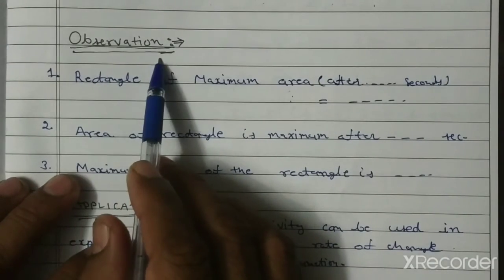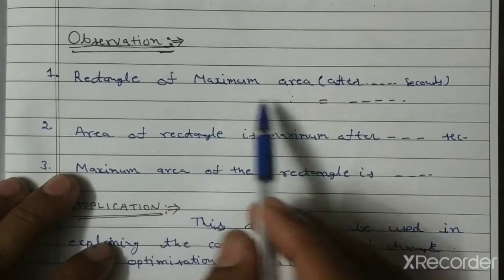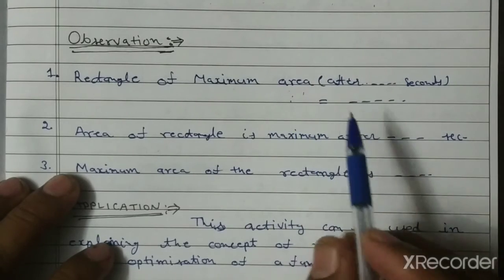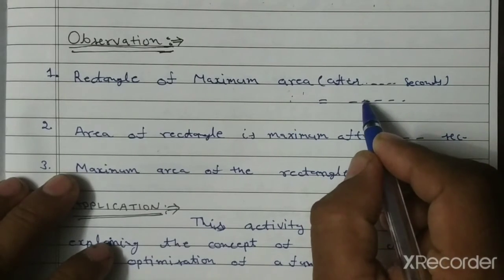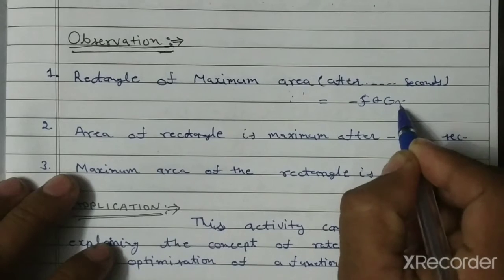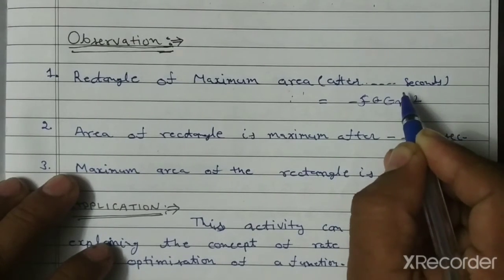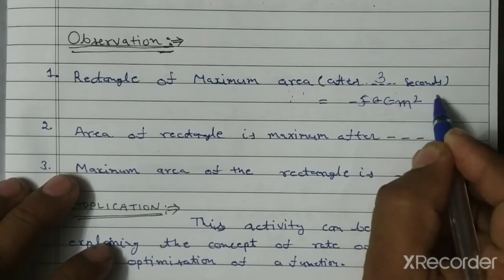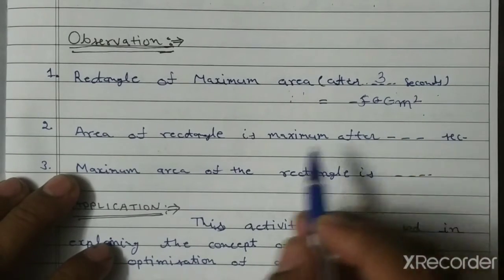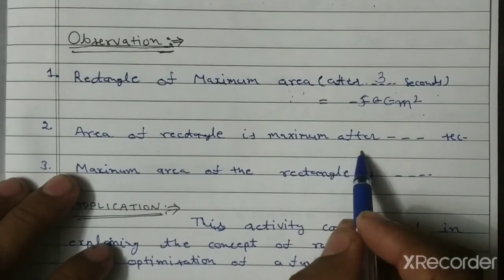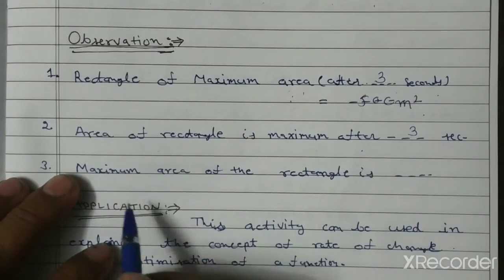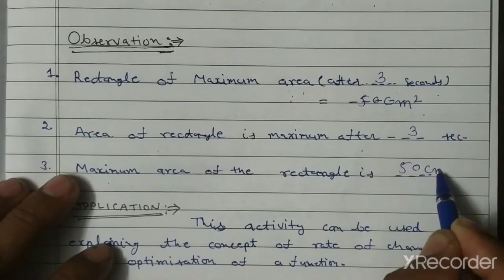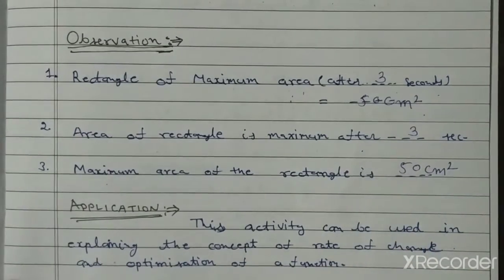Now observation. The rectangle of maximum area of 50 cm square is obtained after 3 seconds. The area of the rectangle is maximum after 3 seconds, and the maximum area of the rectangle is 50 cm square.